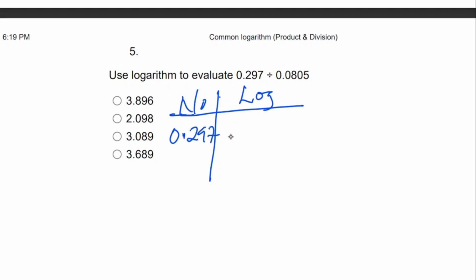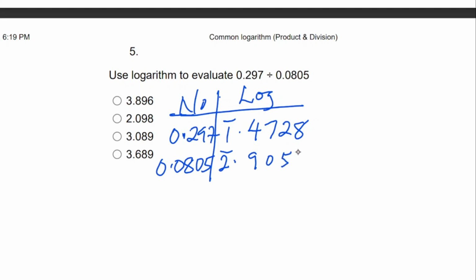0.297. So this will give us bar 1. We take 29 under 7 now. That gives 47.28. Then the next one is 0.0805. So this is bar 2. We check 80 under 5, and that is 90.58.